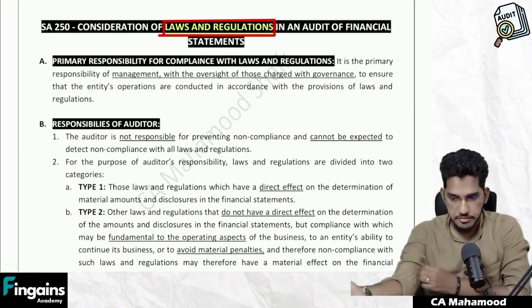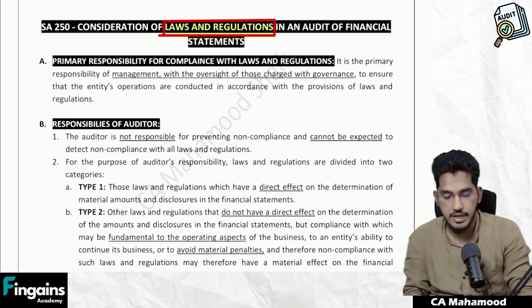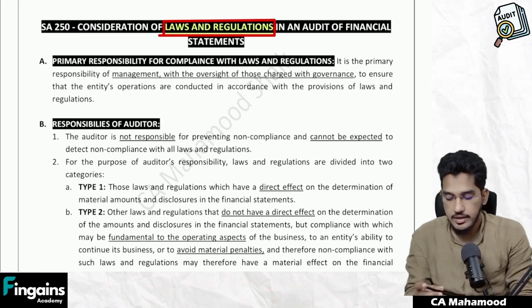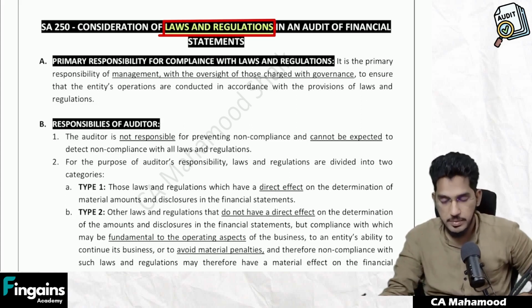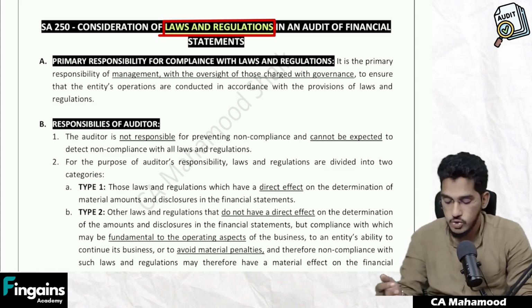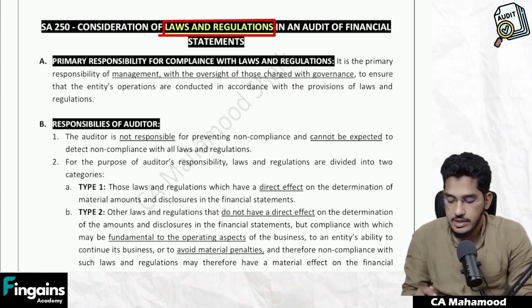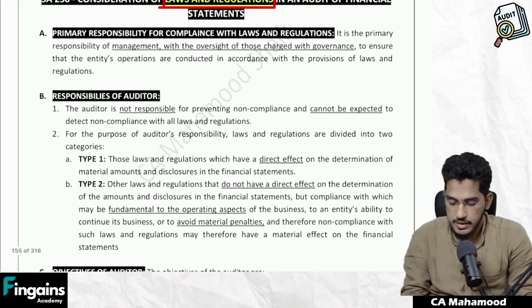So SA 250, consideration of laws and regulations in an audit of financial statements. The title itself makes the objective very clear. This standard is going to talk about what will be the considerations, that is, what will be the requirements which an auditor needs to do with regard to laws and regulations while conducting an audit of the financial statements. Let us see what the standard says.